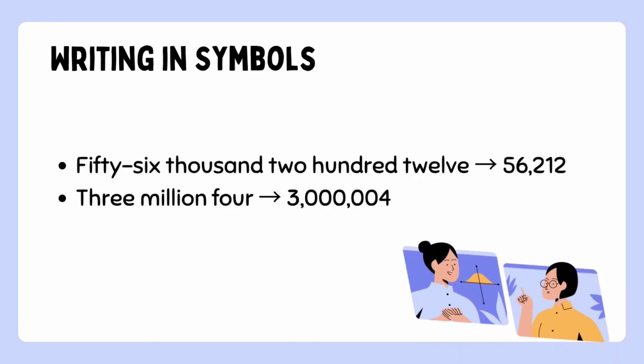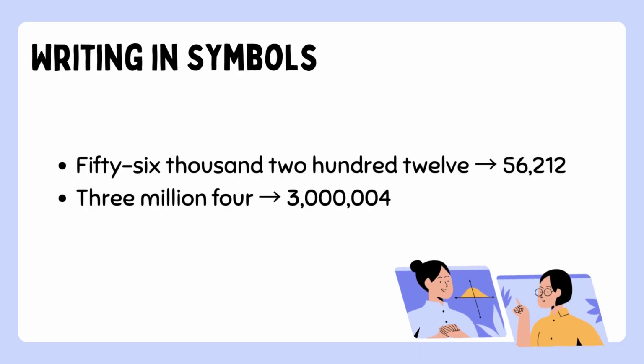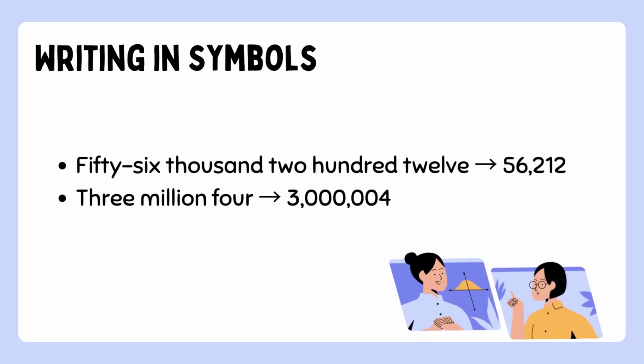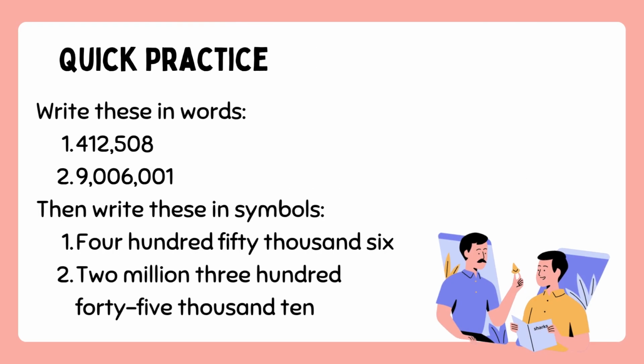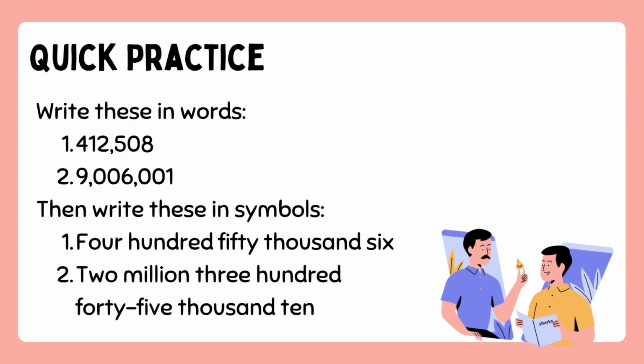Converting from words to symbols helps practice understanding place value. Always check zeros carefully. Missing one can change the number completely. Try reading and writing these numbers yourself. Always group digits in threes to make reading easier.